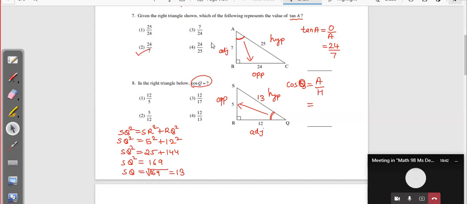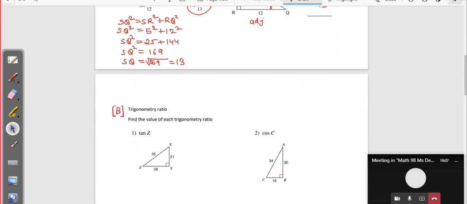So which is the adjacent side here? The number is 12 and hypotenuse side is 13. We got this 13 from Pythagoras theorem. If you don't solve Pythagoras theorem, then we will not find any value for hypotenuse. That's why we did that. Okay. And now 12 by 13, the option 4 is correct. Let's move to next question.